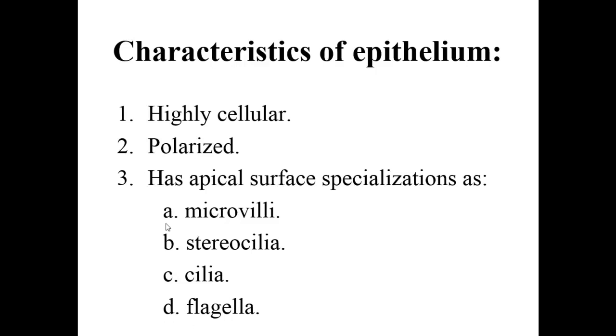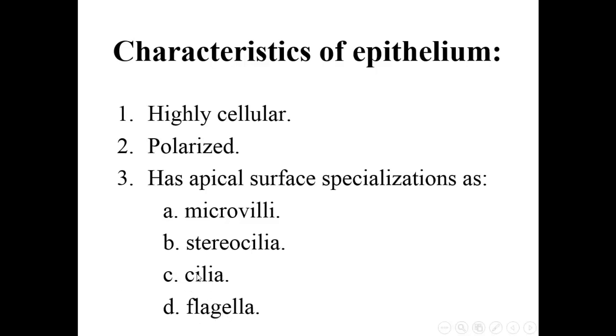Flagella, we don't have this in humans a lot, but we can have an example of the sperm. The sperm has a tail. Sperm is a cell with a tail, and this tail, or flagella, will help the sperm to move. Okay, so the flagella will help the whole cell to move.